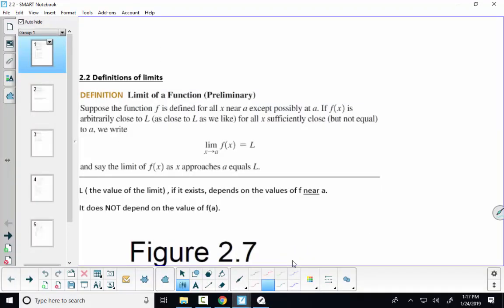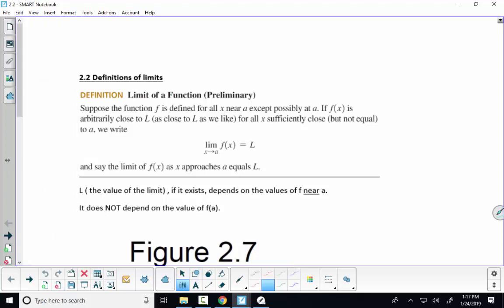So we'll begin 2.2, which we start here to get a sense of how we evaluate limits, although it's not the definitive way that we're going to use to evaluate limits. The first thing here is our preliminary working definition of what a limit is. We've got a function that's defined for all x values near a, except possibly at a. It's super important in that first sentence. What that's telling us is that when we evaluate a limit, it doesn't matter if the function's defined at that particular x value.